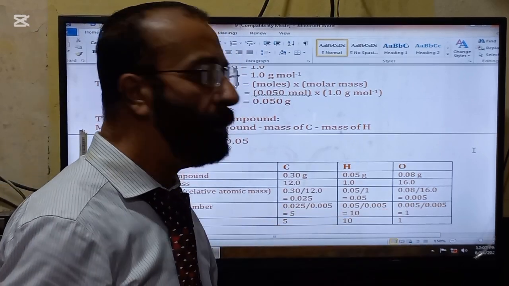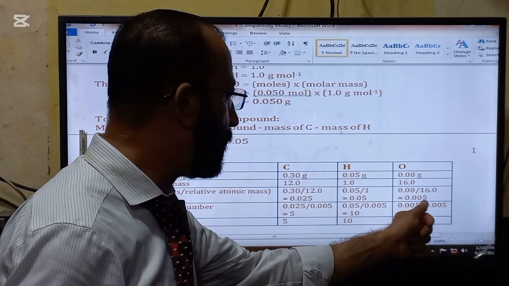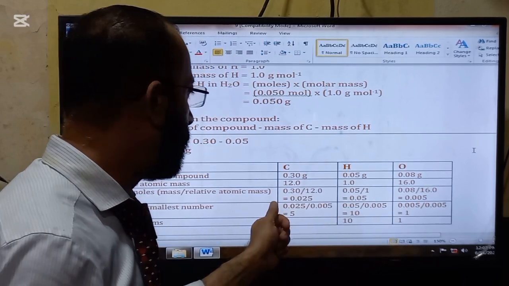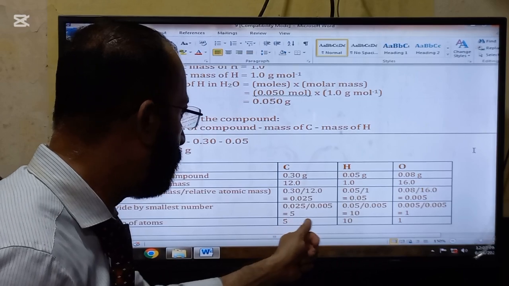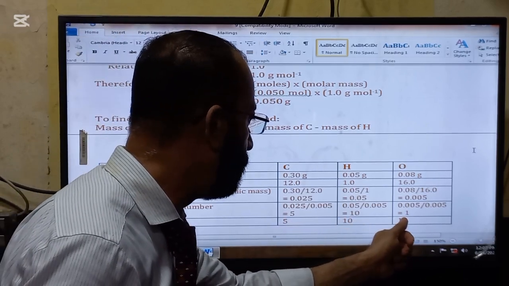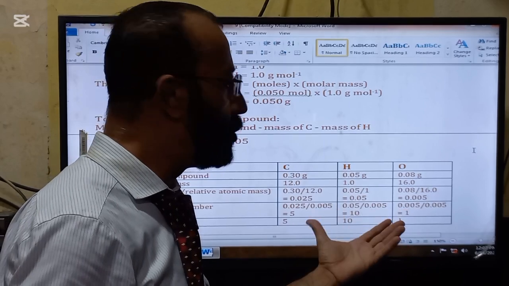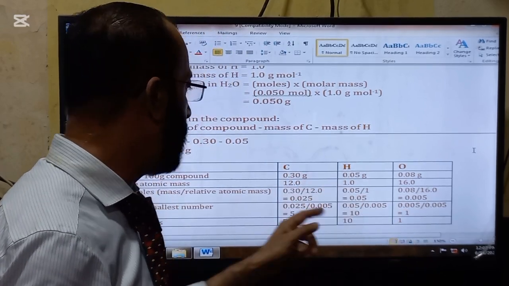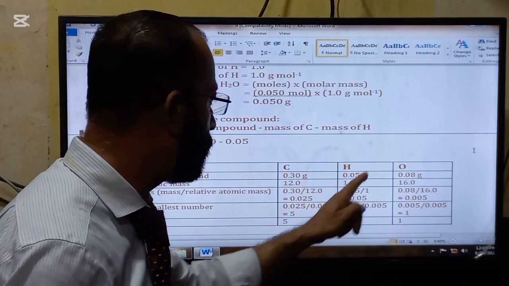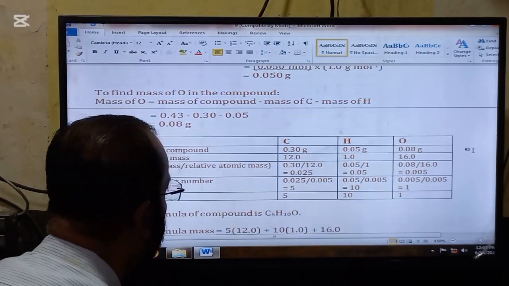At this step, we will choose the smallest number. So the smallest number is 0.005. So divide all the numbers by 0.005. So here will be 5, here will be 10, and here will be 1. So these are whole numbers. Now we are going to make these numbers the subscripts of these elements. So C5H10O1 will be the empirical formula.